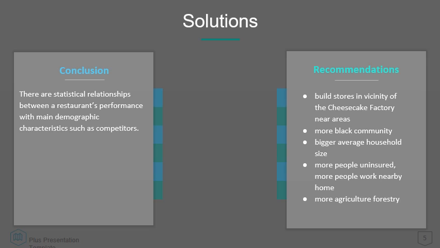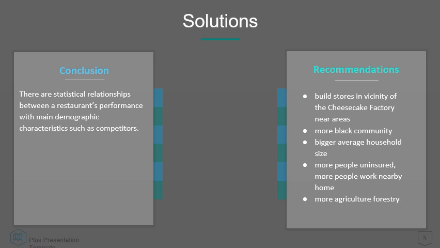These are our conclusion and recommendation based on our analysis in the report. The main conclusion is that there is a statistical relationship between a restaurant's performance and main demographic characteristics, such as competitors. And our recommendations are separated into 5 aspects.